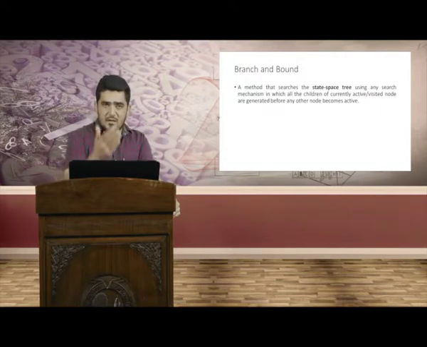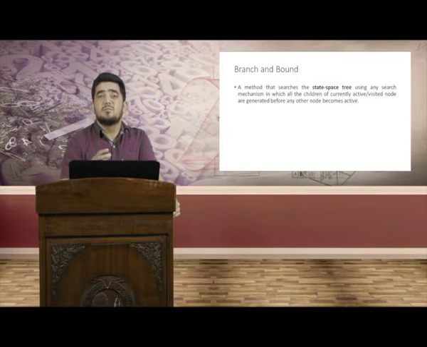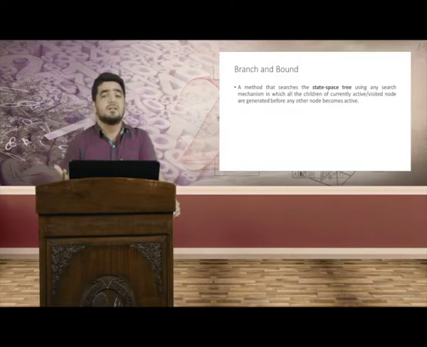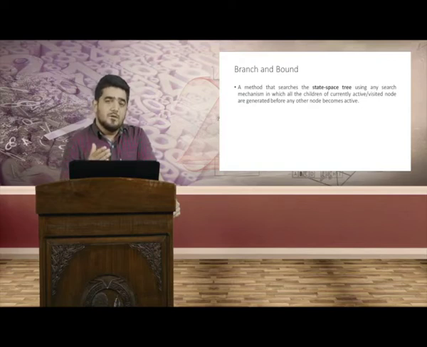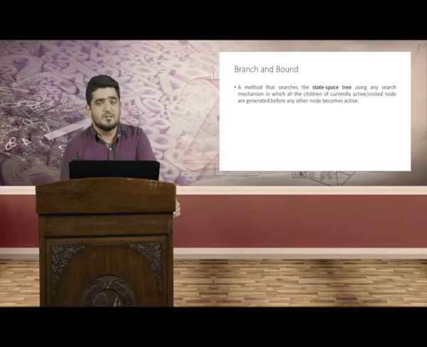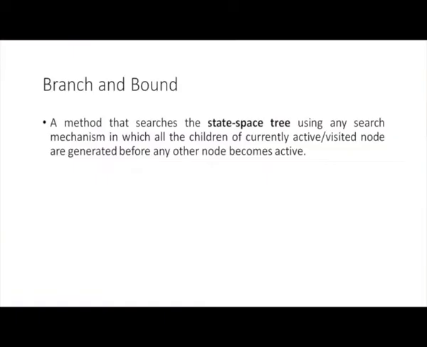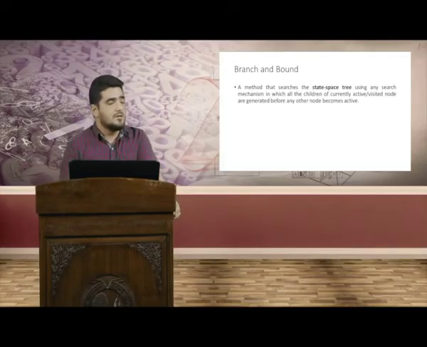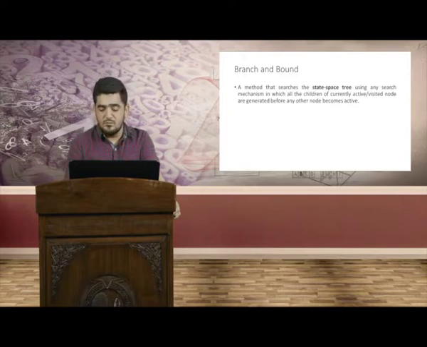Now its parent, although it has not yet been completely expanded, and all its children have not been generated. So it is different here. The requirement in this branch and bound is that once a node becomes active, or we can say it becomes alive, another node can become active only when all of the current node's children have been generated. So this is how it differs from backtracking. We'll see the difference in more detail later.